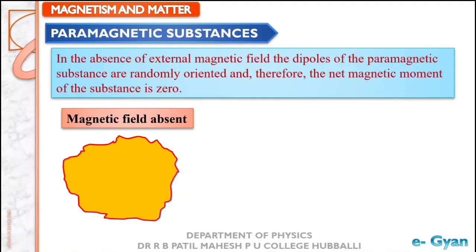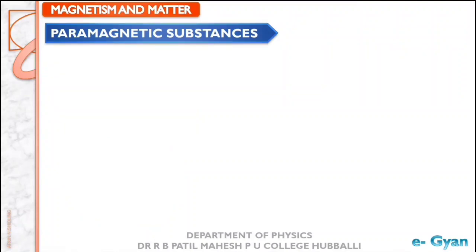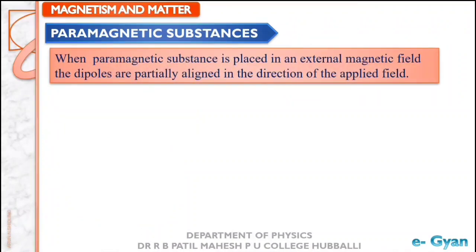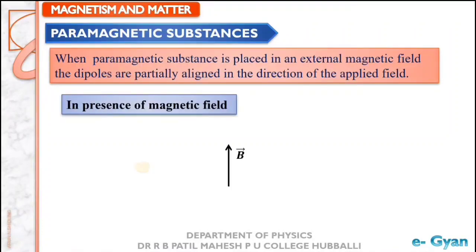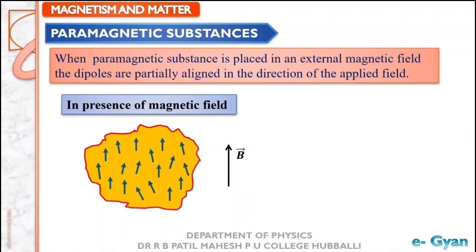So what happens if we apply an external magnetic field? When paramagnetic substances are subjected to an external magnetic field, the dipoles get aligned in the direction of the applied field. Here the magnetic field is in the upward direction and we see those dipoles getting aligned towards that direction. Because of this, they are getting magnetized in the direction of the magnetic field.